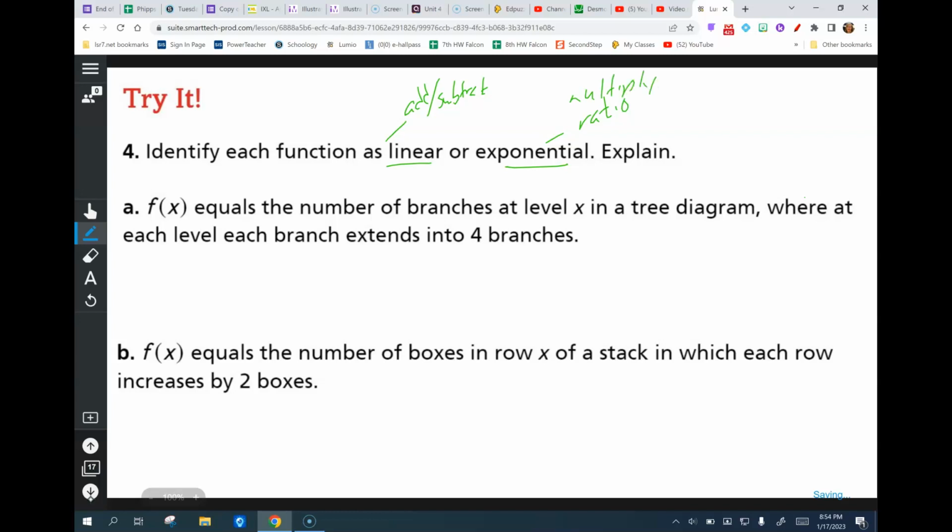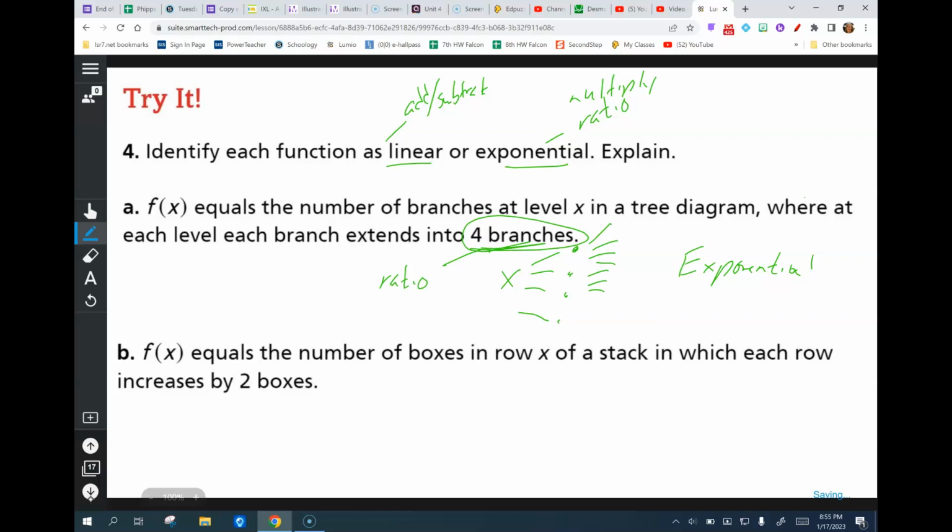So f equals the number of branches at level x in a tree diagram. So here's level x, and it says each branch extends 4 places. So if I have these branches here, they're each going to extend 4 places. So what kind is this going to be? It's going to go up by a ratio of 4, so this one is going to be an exponential, because my ratio is 4. That's my ratio.